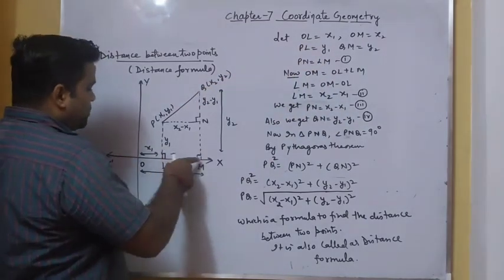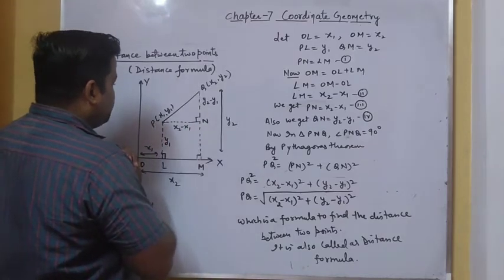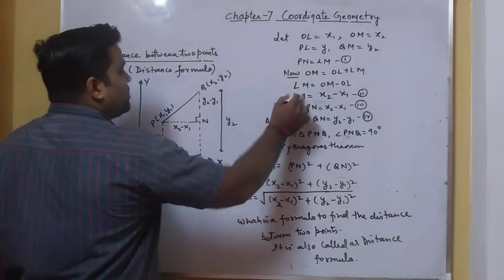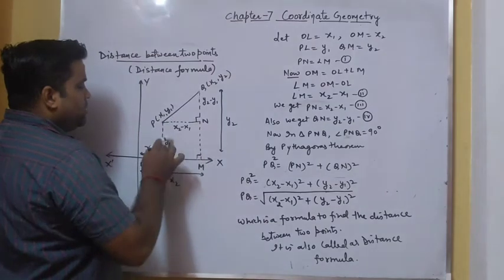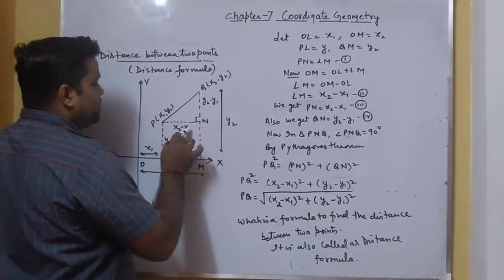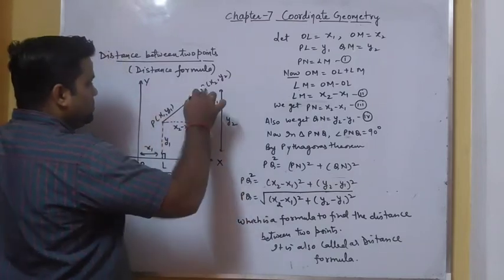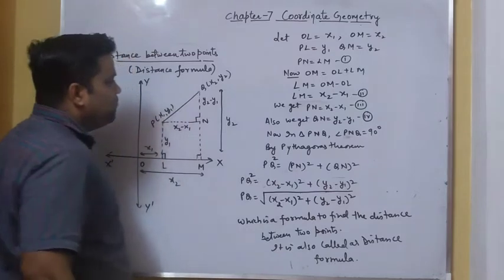As the perpendicular distance between the lines is equal, LM is equal to PN. So let us try to find the value of LM. We get LM equal to x2 minus x1, and we consider it as equation number 2. So we get the value of PN, which is x2 minus x1. Similarly, we can get the value of QN. Here we get the value of y2 minus y1, and we consider it as equation number 4.